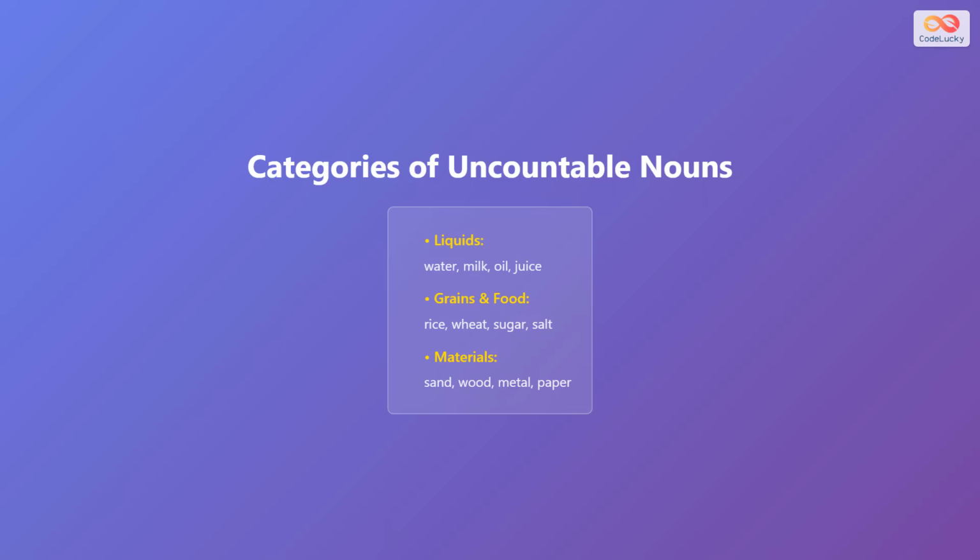Uncountable nouns fall into different categories. Liquids like water, milk, oil, and juice are uncountable. Grains and food items such as rice, wheat, sugar, and salt are uncountable. Materials like sand, wood, metal, and paper are also uncountable.